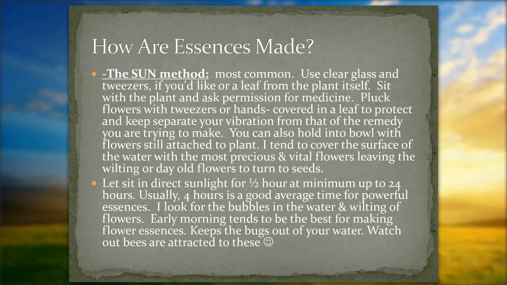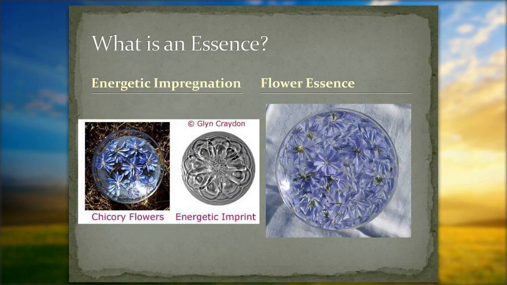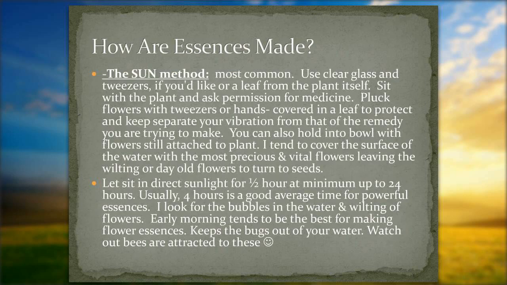Now, how are essences made? There are two methods for making flower essences. One is the sun method, which uses fresh plant matter, the most pristine flowers, and water in a bowl, left to sit in direct sunlight. We usually do this until the flowers are wilting. That's what you saw on the previous slide, on the right-hand side: an essence being made.